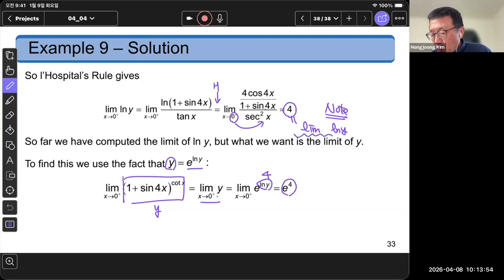So many students make a mistake because they stop here. They got some numeric value, and then they just stop there without thinking about the meaning of this value. Please remember, you took the logarithmic function, and this 4 is the limit of ln y. Okay? And our task is to find the limit of y, not the limit of log y. So this additional step is needed to get the limit of the problem.